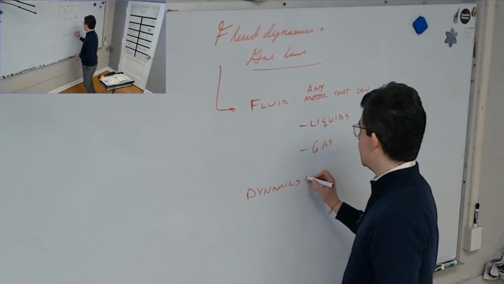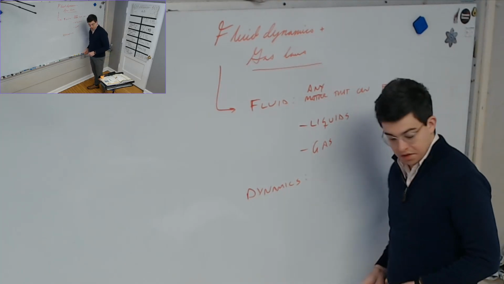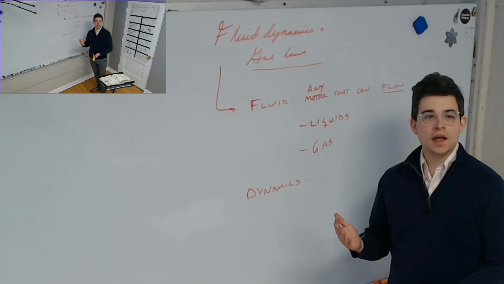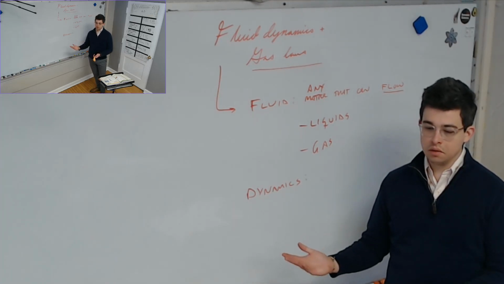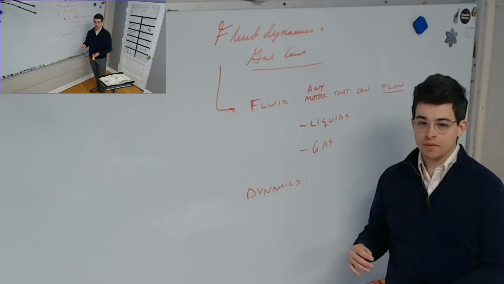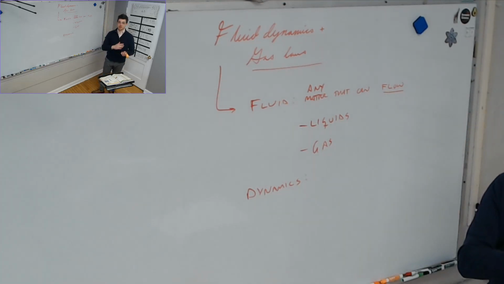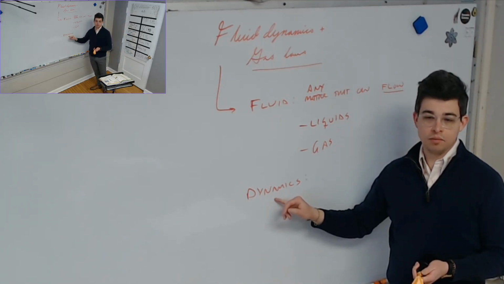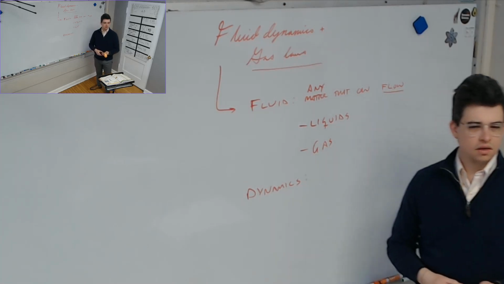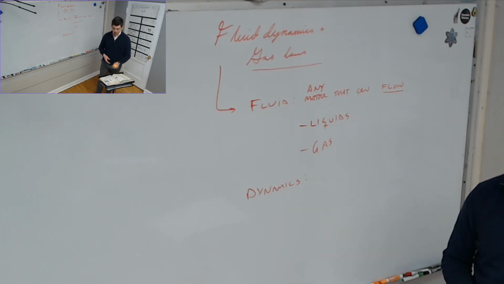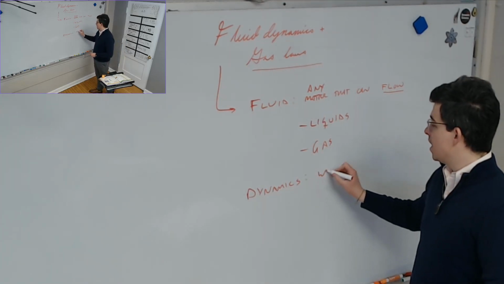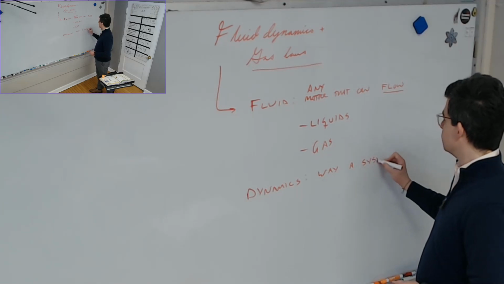What does it mean for something to be dynamic? In case you didn't know, it's the reverse of the word static. Static, remember from static electricity, was from the Latin word meaning to stay. So dynamic is based on the Latin word for change. So we're talking about fluid dynamics: the way a system changes.